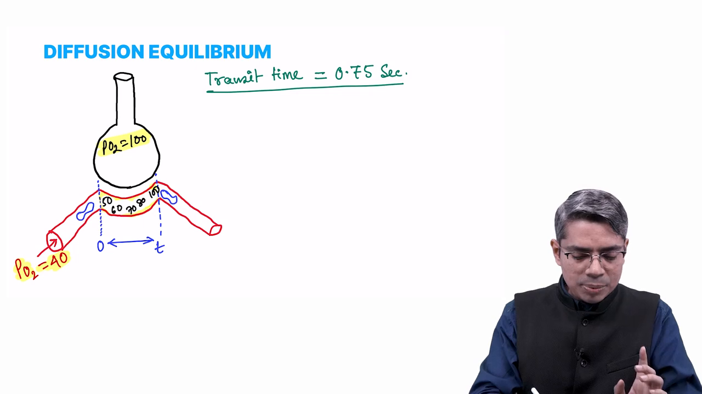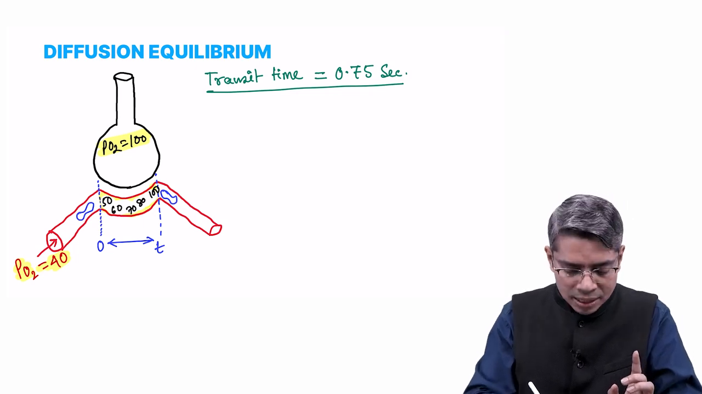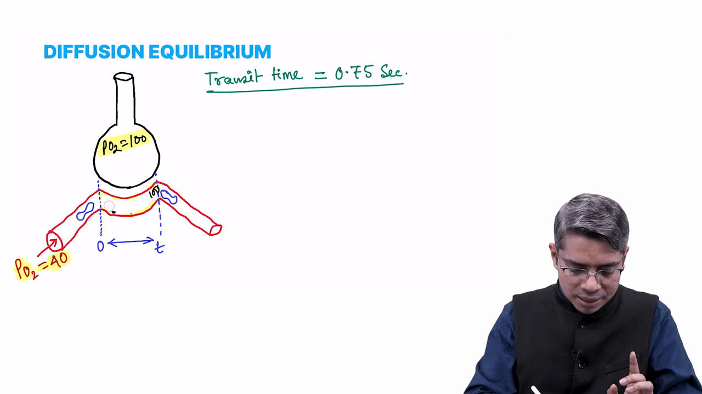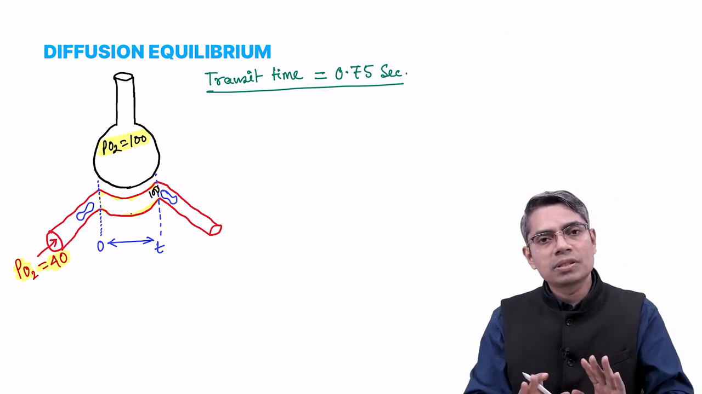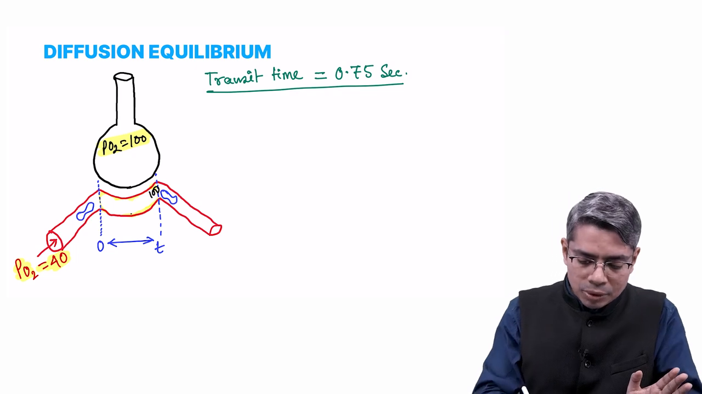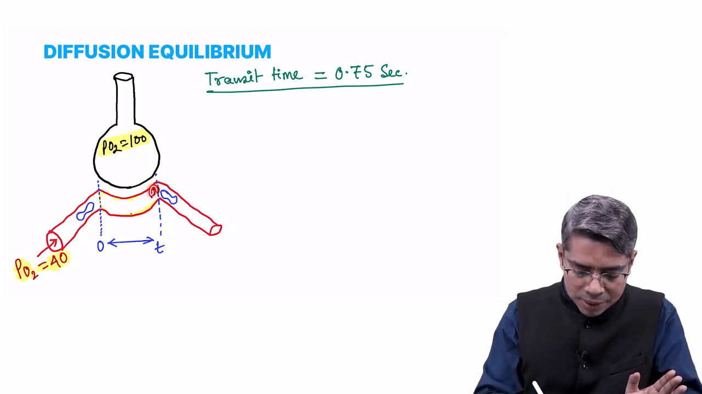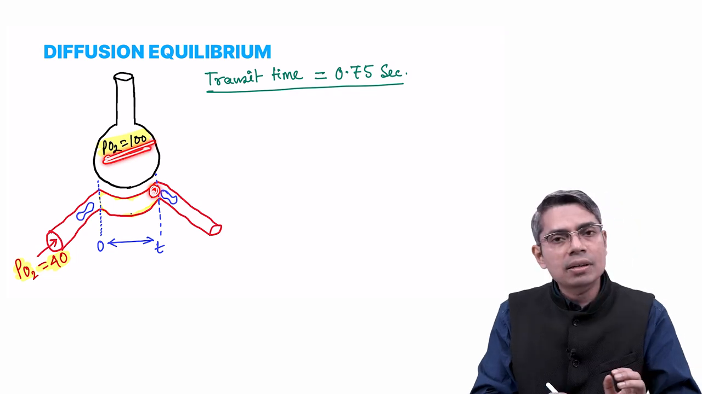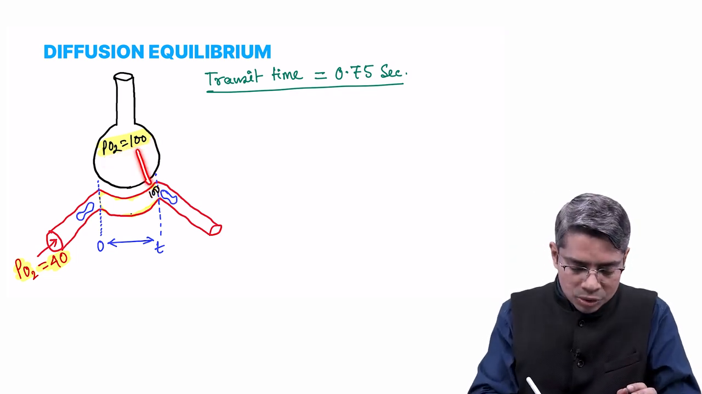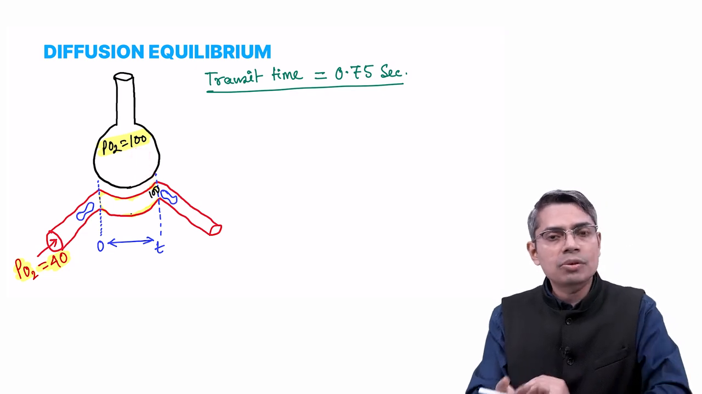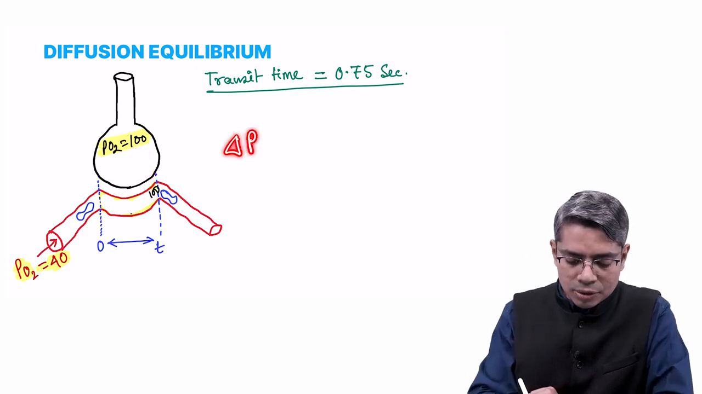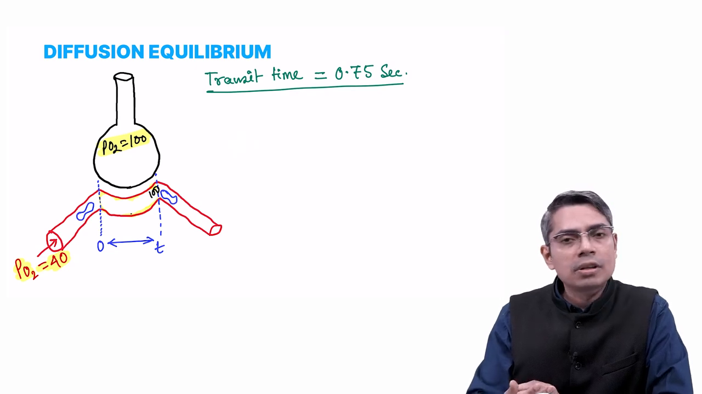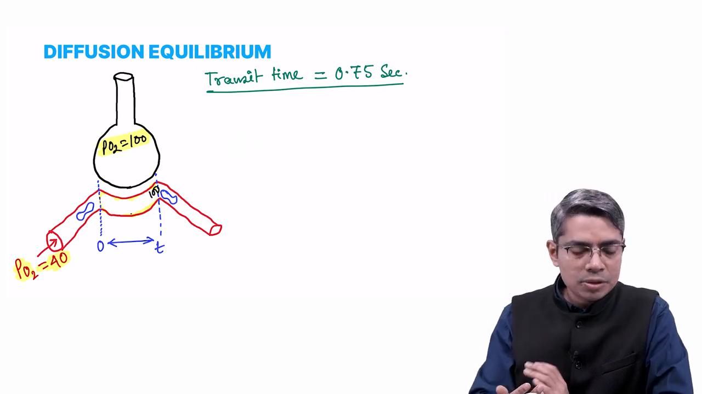Now whenever the partial pressure of oxygen at the level of capillary blood is 100, further transport of oxygen is not going to happen, because the partial pressure of oxygen in the capillary blood is 100 and alveolar air is also 100, so there is no difference of partial pressure, and if there is no difference of partial pressure, delta P is equal to 0. If the delta P is equal to 0, then the diffusion is not going to happen. That is very easy to understand.